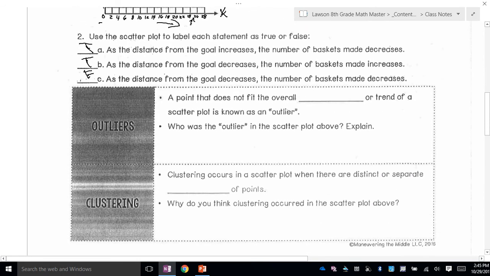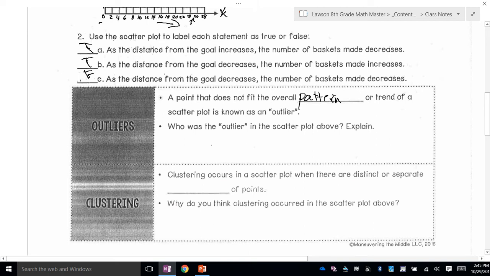So now we're going to fill in our notes. It says outliers. A point that does not fit the overall pattern or trend of a scatter plot is known as an outlier. So over here in our notes, we're going to put pattern. Okay, and then I'm going to go back up and we're going to talk about that.